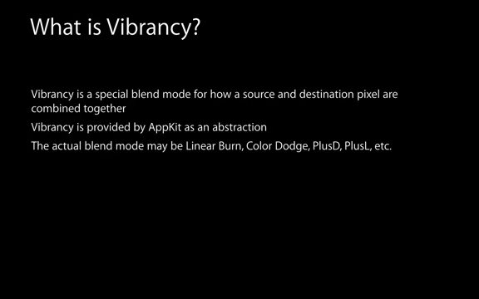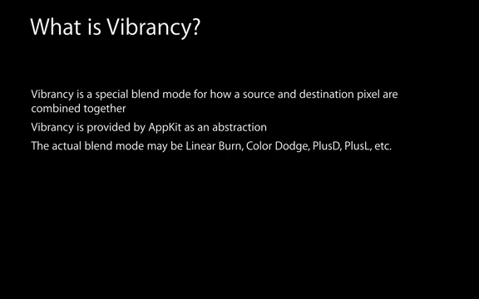So now I'm going to talk about vibrancy and custom controls. First of all, well, what is vibrancy? Vibrancy is just basically a special blend mode where we're taking two different pixels, combining them together, and getting a different result that looks more vibrant when they're combined together. Vibrancy is just an abstract term that we coined in AppKit, and that way you don't have to worry about the actual implementation. The actual implementation and blending that we do could be a linear burn, a color dodge, plus D, plus L. It doesn't matter. We're abstracting it for you.